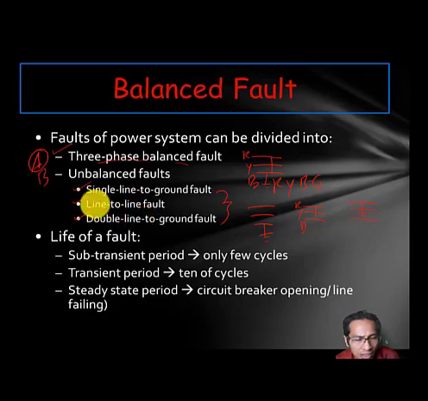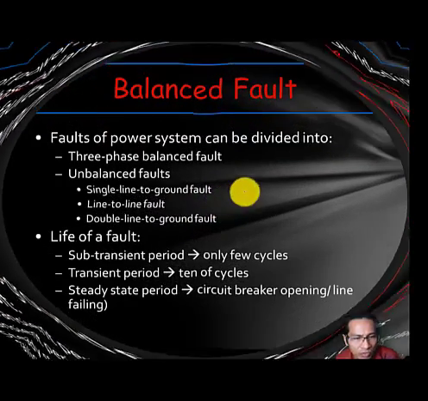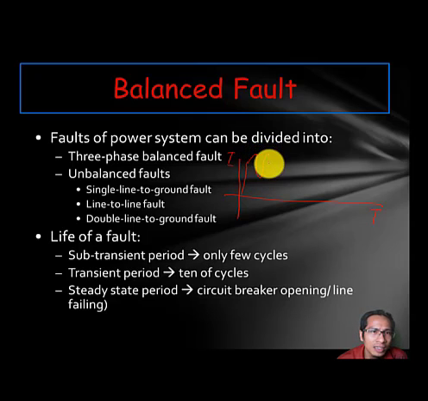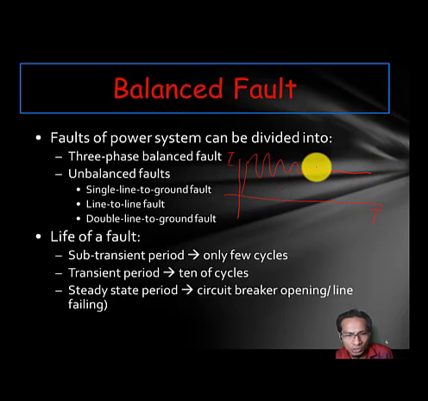Okay, life of faults. The life of a fault depends on the period of the fault. We can divide the life of a fault into three categories. One is subtransient. Usually when a fault occurs, let's say this is the magnitude of current against time duration. When a fault occurs, the current increases significantly, and then starts to stabilize, and then reaches steady state. These first few cycles we call the subtransient period.